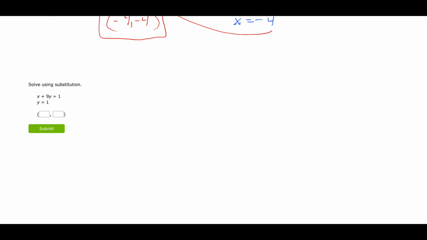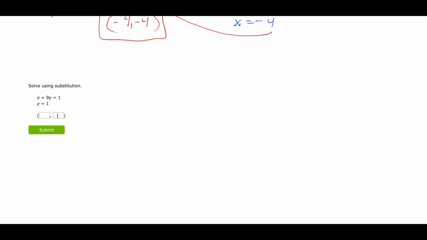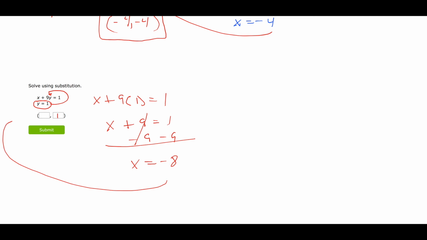All right, so this is easier than the last one because it gave us y. I already have an answer. Y is 1. Boom. So then I go right here. This y is equal to 1. I'm going to plug that in right there. So then you're going to get x plus 9 times 1 equals 1. X plus 9 equals 1, minus 9, minus 9. X equals, that's gone. Should have drawn a little line thingy there. Negative 8. And then that negative 8 goes right there. So the answer is negative 8 comma 1.